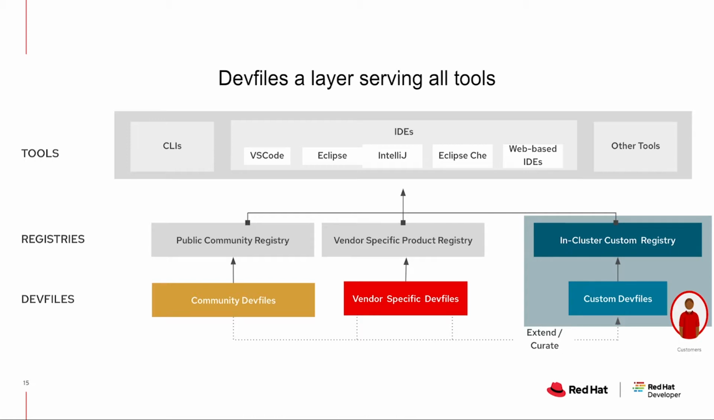Any vendors can provide their own product registry in case they want to customize the vendor-specific dev files. These are typically ones with specific product support or that require login to access resources related to the stacks. Users can also install a custom registry in their cluster to host their own set of dev files. It can also be used by a company to store a list of dev files that can be used by the developers within the organization. Regardless of which registry the dev file comes from, the tools can be configured to see those and use them in the same way.